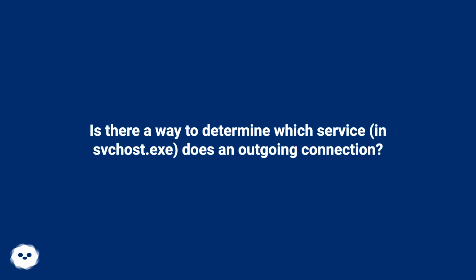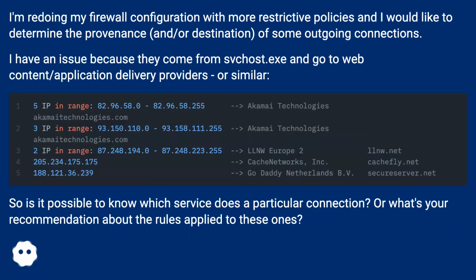Is there a way to determine which service, in Svchost.exe, does an outgoing connection? I'm redoing my firewall configuration with more restrictive policies, and I would like to determine the provenance and/or destination of some outgoing connections. I have an issue because they come from Svchost.exe and go to web content application delivery providers, or similar.